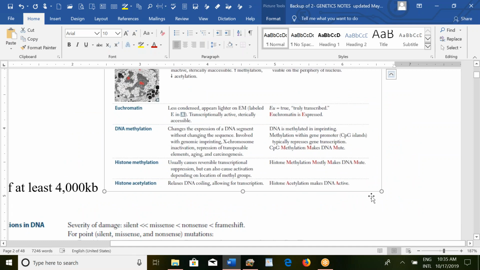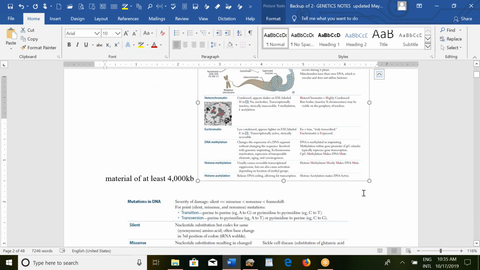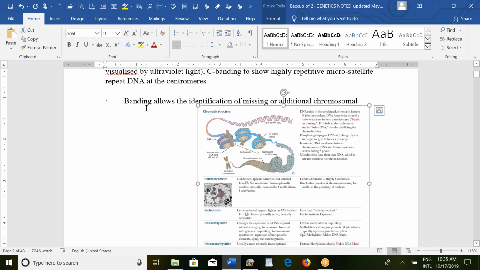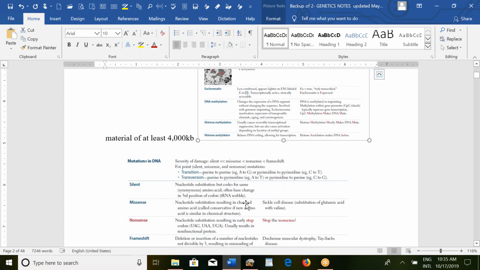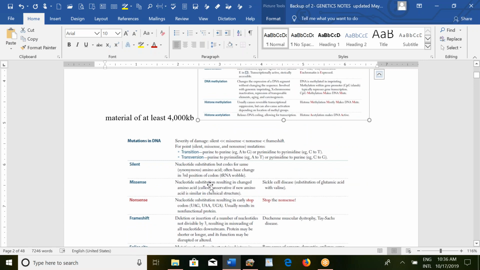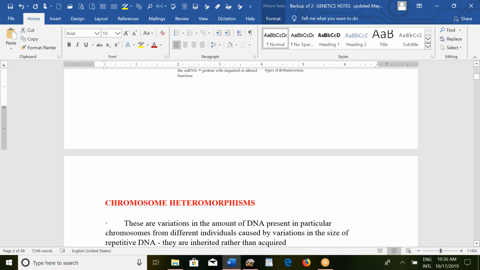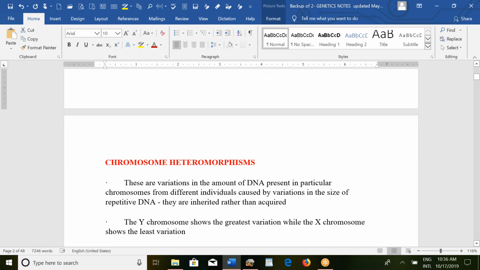You should remember, if you are testing this material, that banding allows the identification of missing or additional chromosome material of at least 4,000 kilobases. If it is smaller than that, then maybe we cannot identify it. We will talk about mutations in the DNA after a while, but first you should know about chromosome heteromorphism.